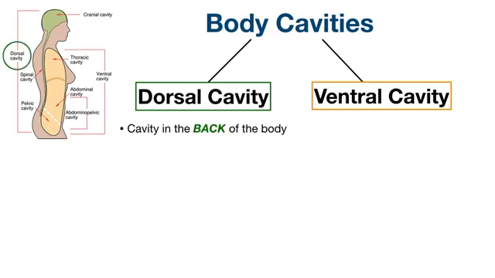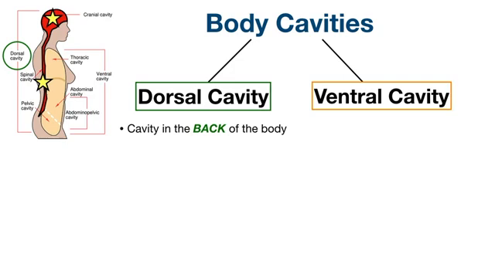Starting with the dorsal cavity, we know dorsal means back or posterior, so the dorsal cavity is the cavity located in the back of the body. The dorsal cavity is the green cavity on the image. Let's highlight the dorsal cavity in red to make it pop out. You can see how the dorsal cavity is situated behind or posterior to the ventral cavity.